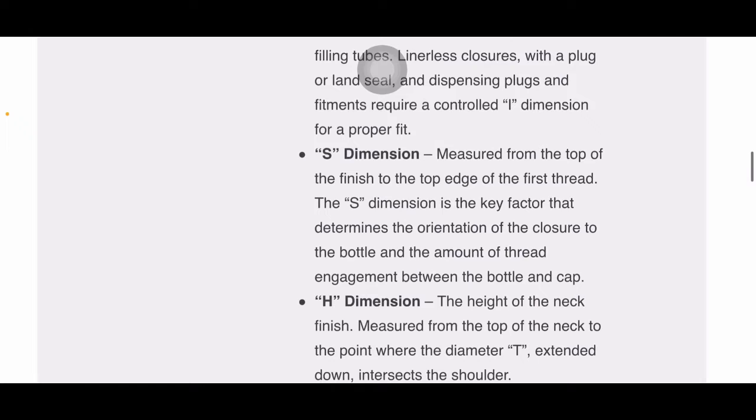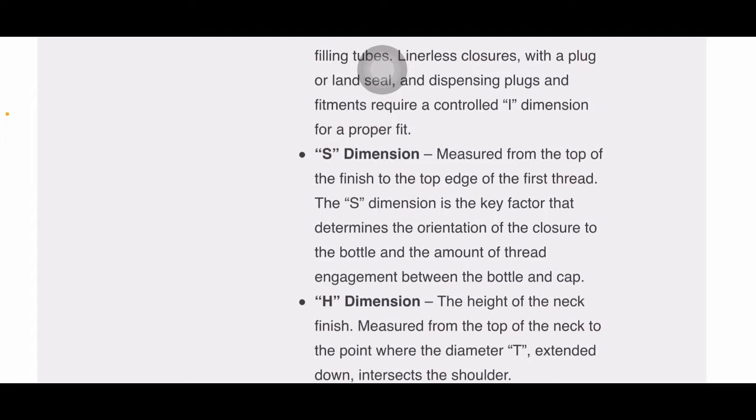S dimension, measured from the top of the finish to the top edge of the first thread. The S dimension is a key factor that determines the orientation of the closure to the bottle and the amount of thread engagement between the bottle and the cap. There's also an N dimension. Basically, the N dimension is the opposite. Well, I don't want to say the opposite. The N dimension is the same thing as S dimension. Wait, I'm not saying this right. Hold on. The N dimension is to a cap what the S dimension is to a jar.